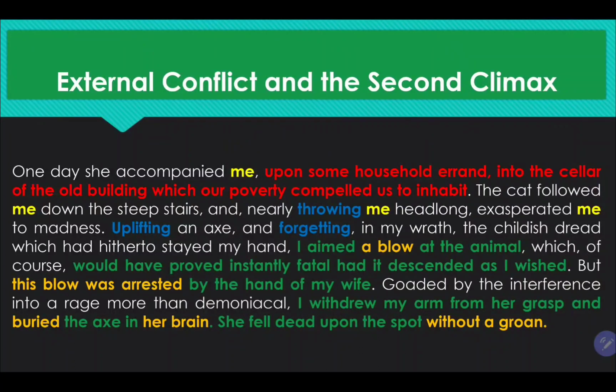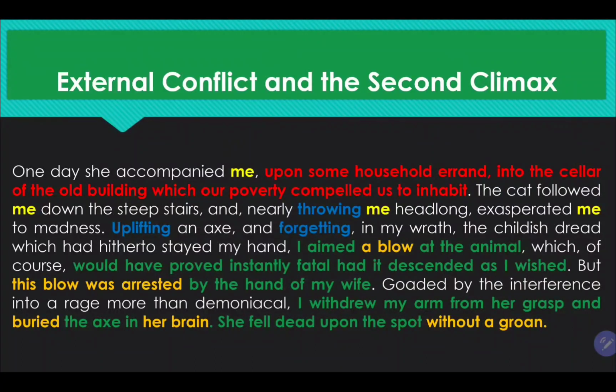"So one day she accompanied me." "The cat followed me, nearly throwing me headlong, exasperated me." You see, four times he repeated the word me. And then, when committing the crime against his wife, the narrator doesn't distance himself. Rather, he makes explicit reference to himself using the pronoun I, followed by short declarative sentences in the simple past tense, in an attempt to make the image of the crime very evident and conspicuous.